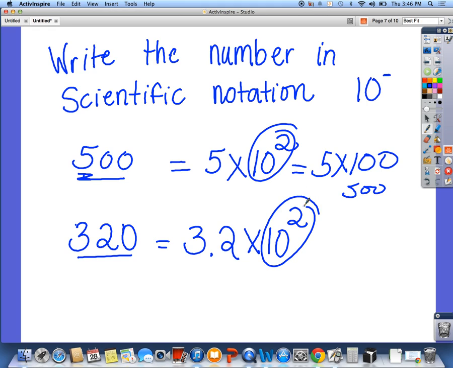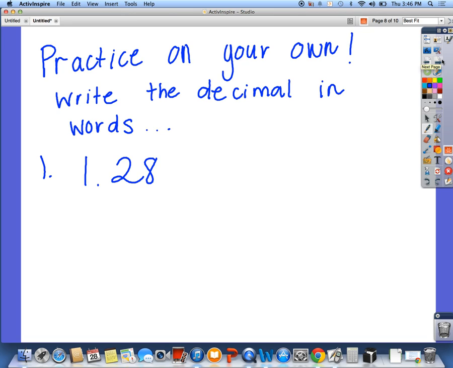I know that 10 to the second power is going to equal 100. 3 and 2 tenths times 100. And when I multiply by 100, all I'm going to do is take that place value and bump it over, and all I have to do is add a 0 there. So I get 320. So we don't have to completely understand it now, but we just want to introduce the concept. Let's move on, try some on your own.